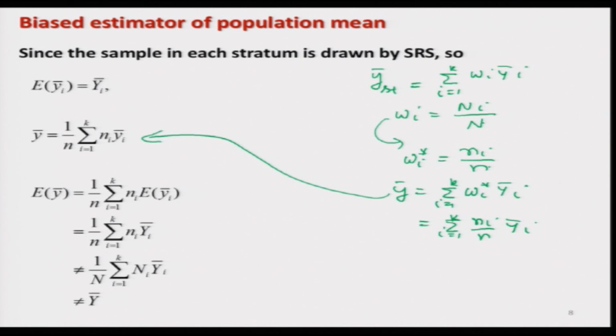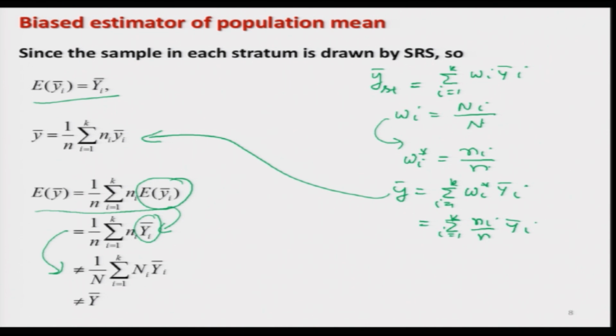Now, once I try to check the unbiased behavior of this estimator, we know that the expected value of y bar i will be equal to capital Y bar i. Once I take the expectation operator inside the summation sign while finding the expected value of y bar, this expected value of y bar i will be nothing but capital Y bar i. And then you can see this expression is not the same as the value of capital Y bar which you have defined.